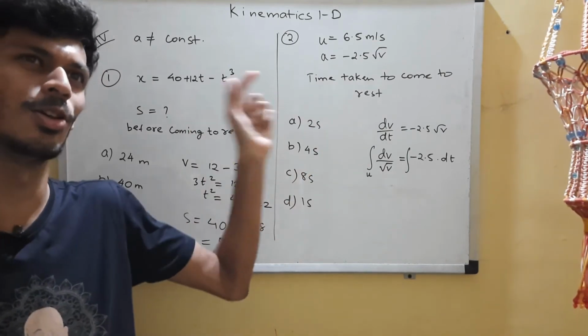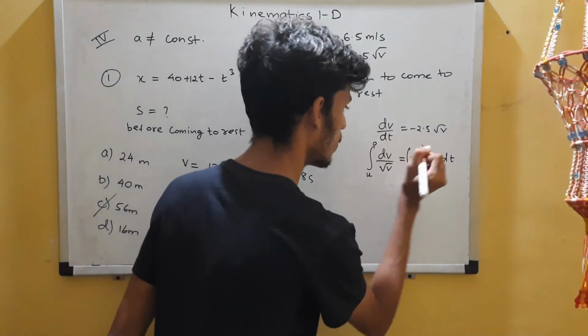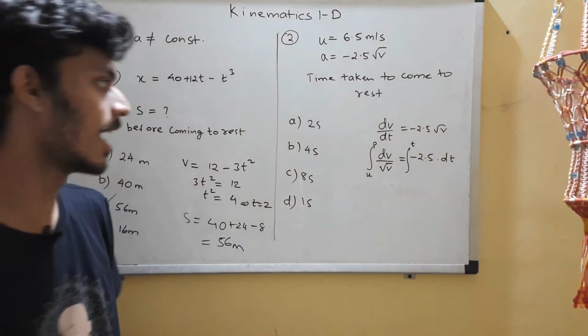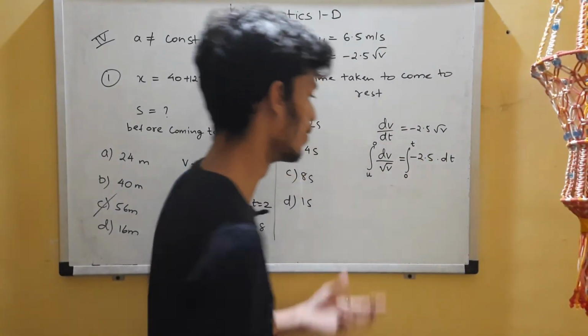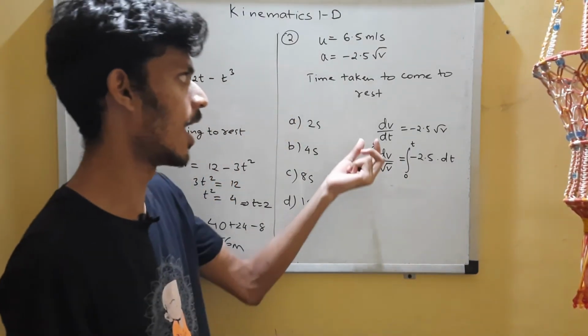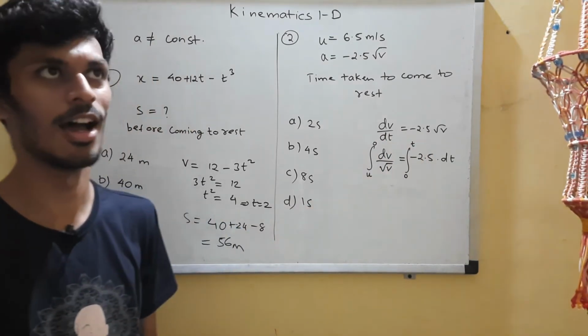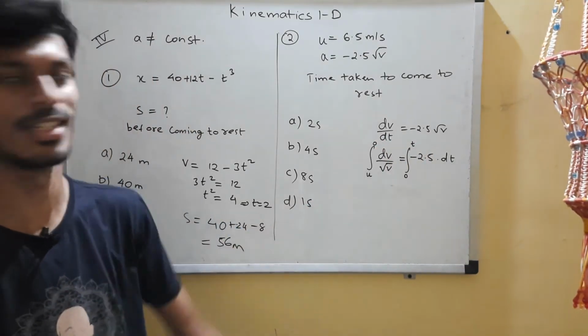So you want to find the time when the velocity is 0. Suppose that time is t. The initial time is of course 0. So u is the velocity at time t equal to 0, and when our velocity becomes 0, the time is t. Our whole objective is to find this time t.